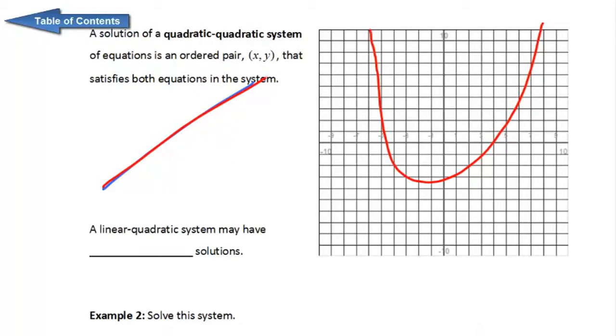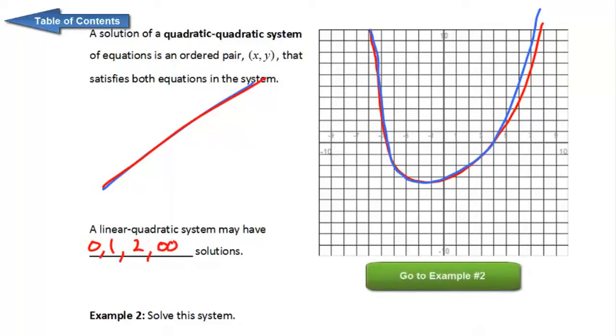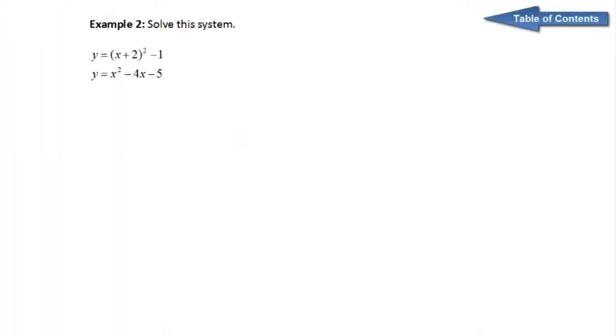If I put a line on top of this one, let's make it blue, like so. Let's pretend like those are the exact same quadratics. We would have an infinite amount of solutions. So depending on the scenario, we could have 0 solutions, 1 solution, 2 solutions, or as we just looked at, an infinite amount of solutions. Alright, let's dive into example 2.